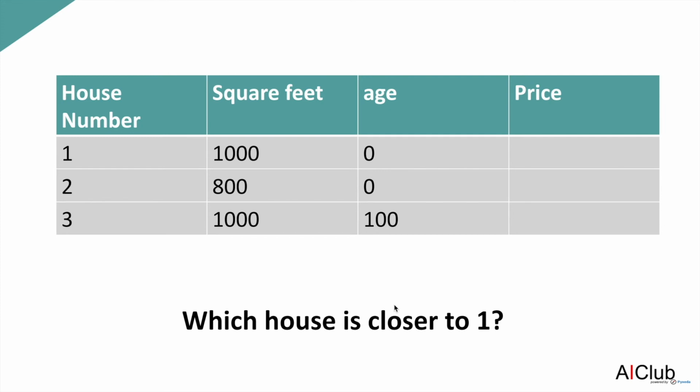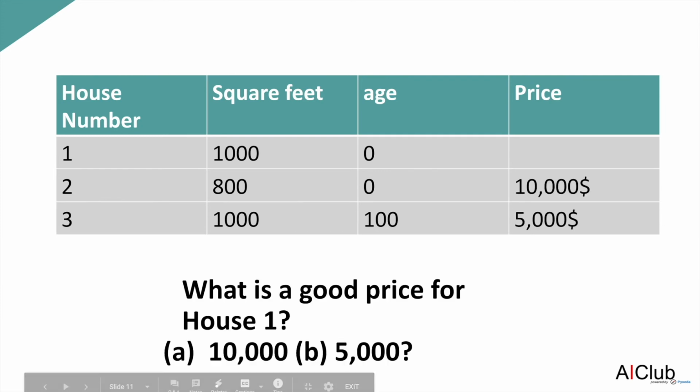Let's do a small exercise to understand better how KNN works. Here is a table where you have 3 houses. House 1 is 1,000 square feet and 0 years old. House 2 is 800 square feet and 0 years old. House 3 is 1,000 square feet and 100 years old. You also have the label value, which is the price of the house. House number 2 is $10,000 and house number 3 is $5,000. As a human, if you were to predict the price of house 1 and you have only 2 options to pick from, either $10,000 or $5,000, what would you pick?